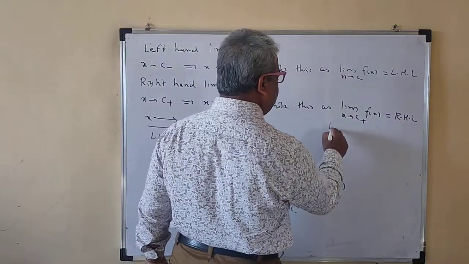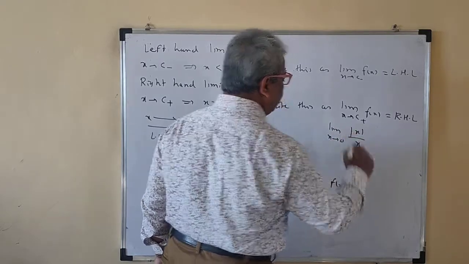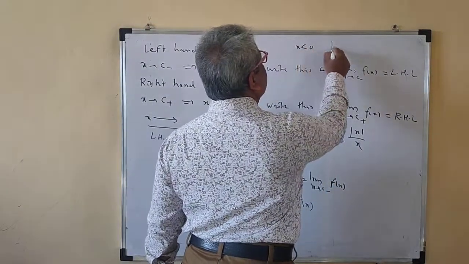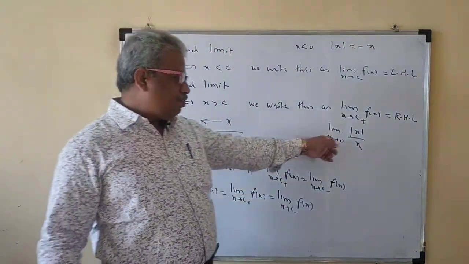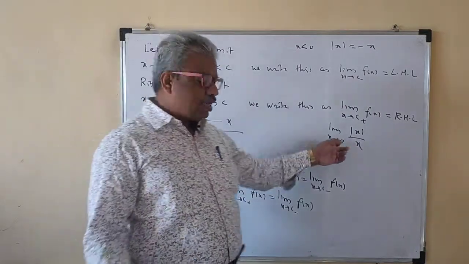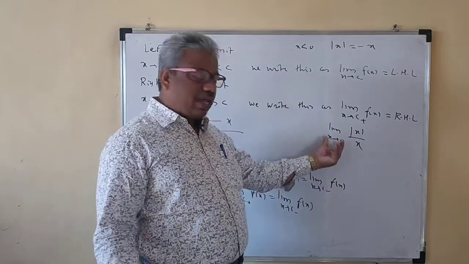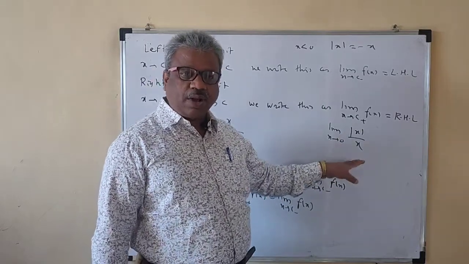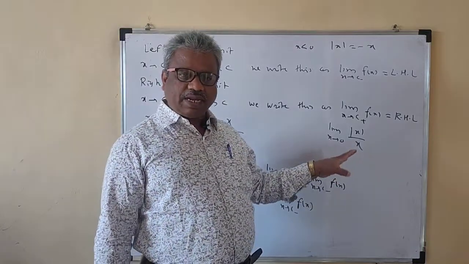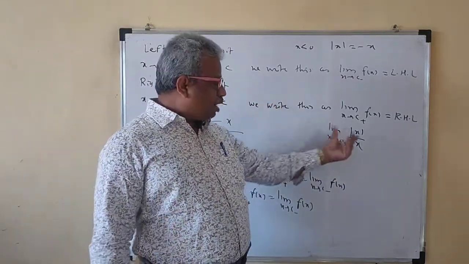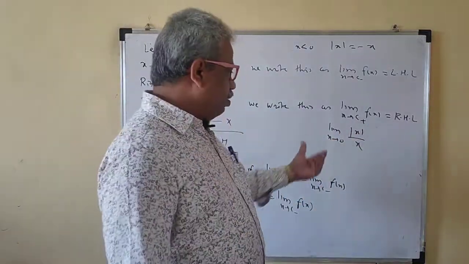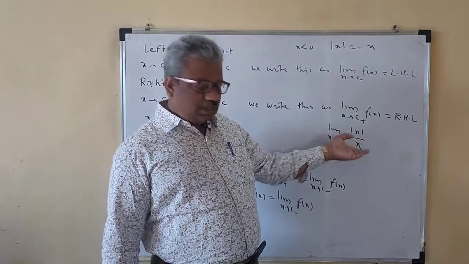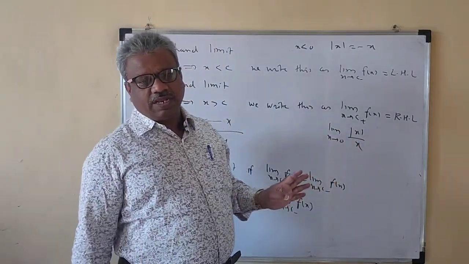Suppose x tends to 0 and you want to find the limit of mod of x upon x. Now see here, you know that if x is less than 0, then mod x is minus x. For x greater than 0, mod x will be x. So for x less than 0 and greater than 0, the value of the function changes, right? So here you have to find the left hand limit and right hand limit. If the left hand limit is the same as the right hand limit, then we say that this limit exists. To evaluate such types of limits, you need to find the left hand limit and right hand limit, because the function value changes.